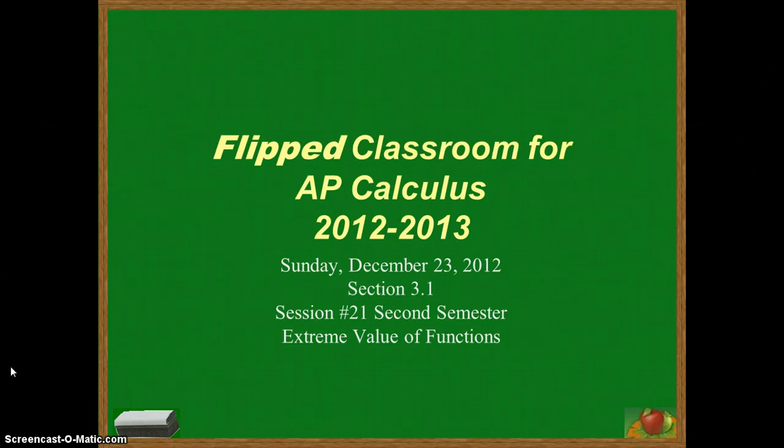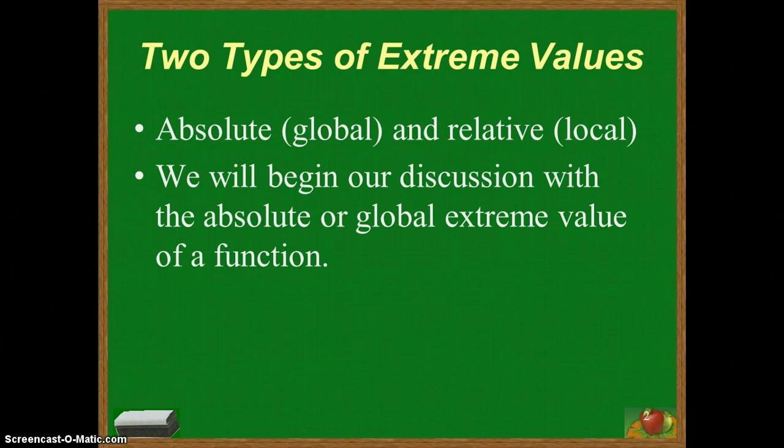This is our first session for the new semester, and we're starting Chapter 3, specifically Section 3-1. This would be Session 21, and our topic today is extreme value of functions. There are basically two types of extreme values when it comes to function. Absolute, also known as global, and relative, also known as local extreme values. We'll begin our discussion with the absolute or global extreme value.